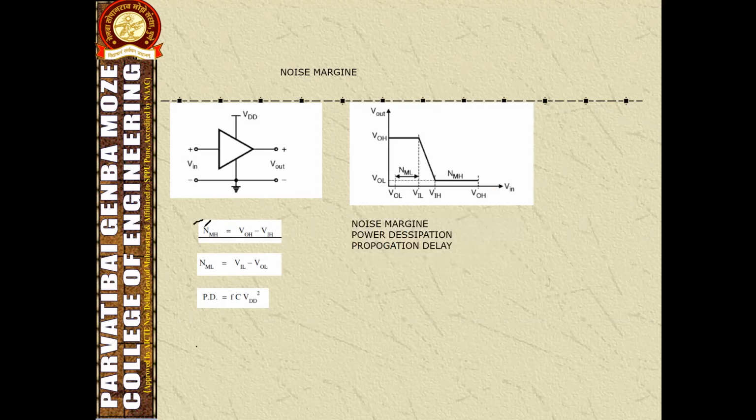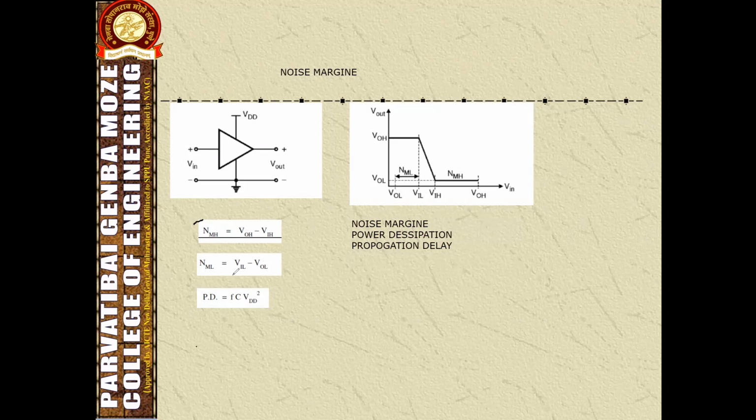Here the NMH is equal to VOH minus VIH. Similarly, if the output of the driving inverter is low at VOL, the driven inverter will provide a high output even if noise corrupts the VOL.